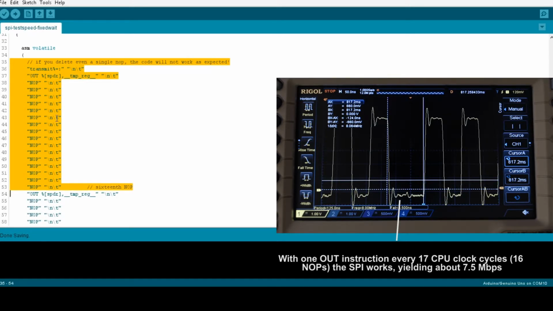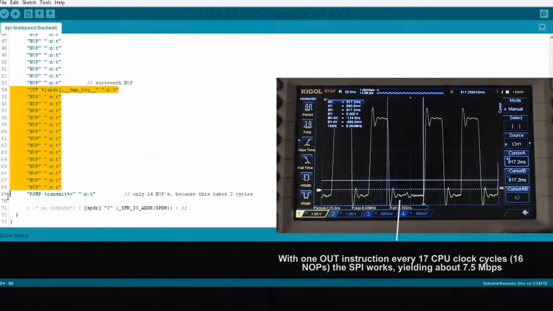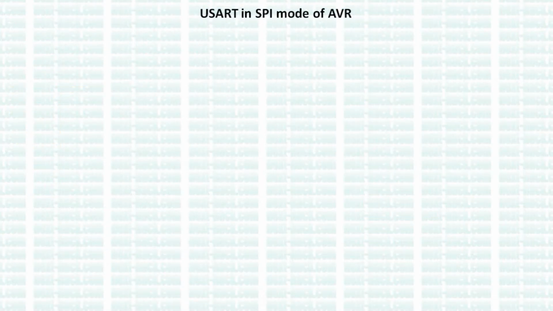In other words, you cannot achieve 8 megabits per second using the SPI, but just 7.5. This may sound good, but it's still 7% less than the maximum speed. The solution is to use the USART in SPI mode.